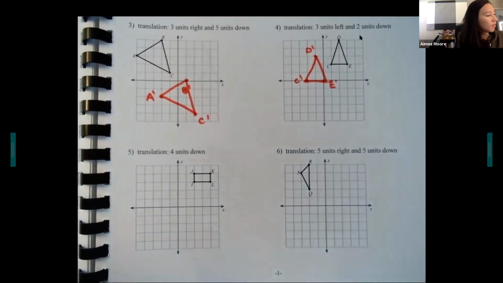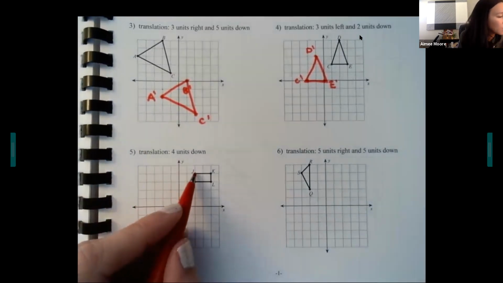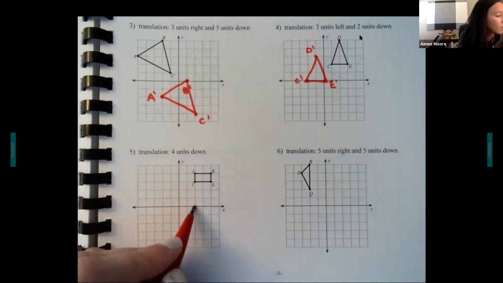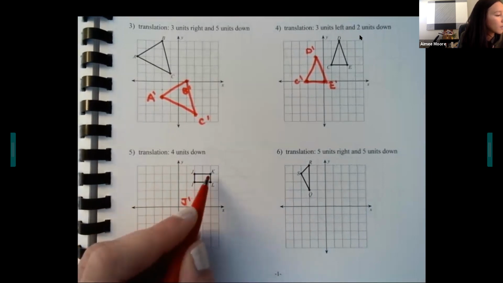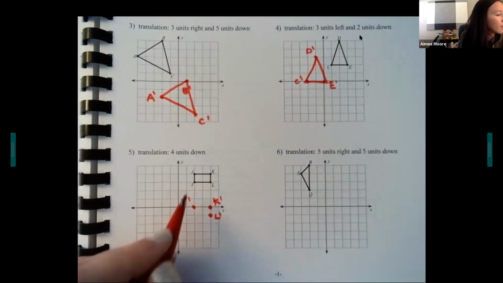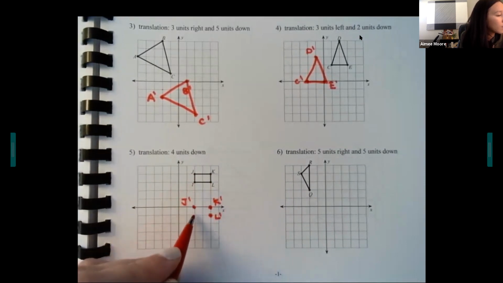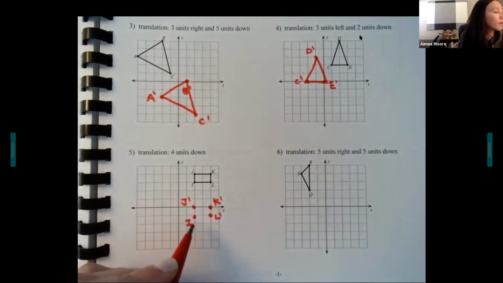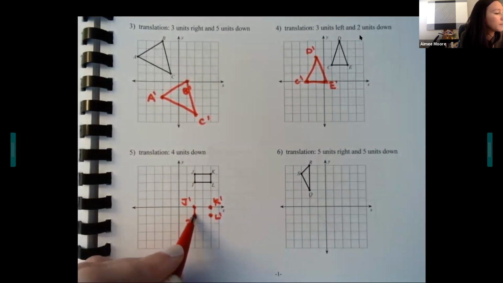Number 5, we're going to move every point 4 units down. So J is just going to go down 1, 2, 3, 4 units down. K, 1, 2, 3, 4 units down. L, 1, 2, 3, 4 units down. And I, 1, 2, 3, 4 units down. That's I prime.